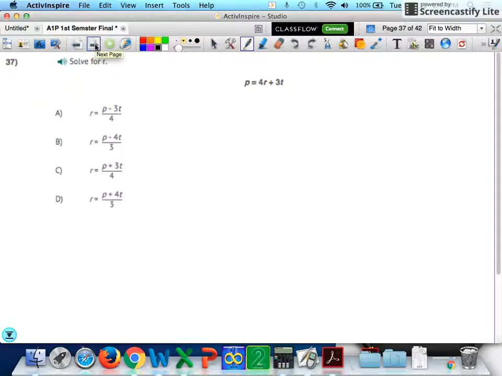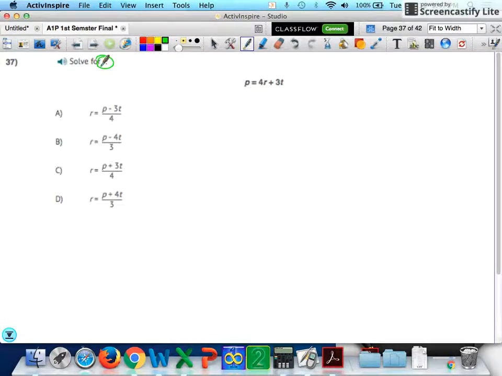Oh gosh, we hated this section, guys. Oh, we hated these. But it's not so bad. You solve it just like you would any other equation, just this one has extra letters. But we don't have to figure out what those letters are. We just have to solve it, specifically for the given variable r.